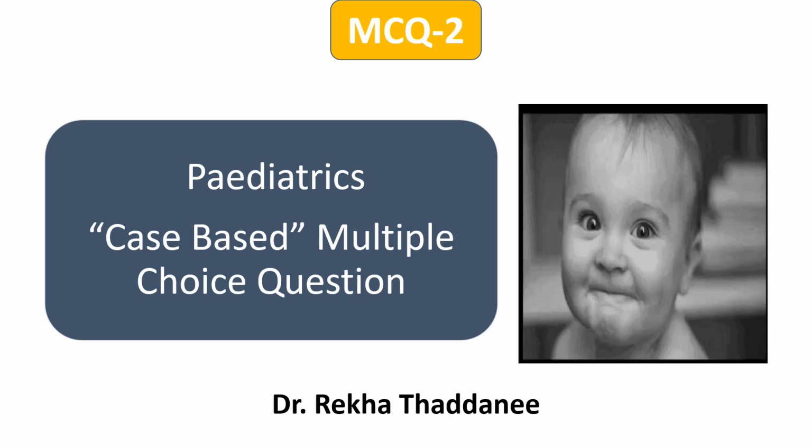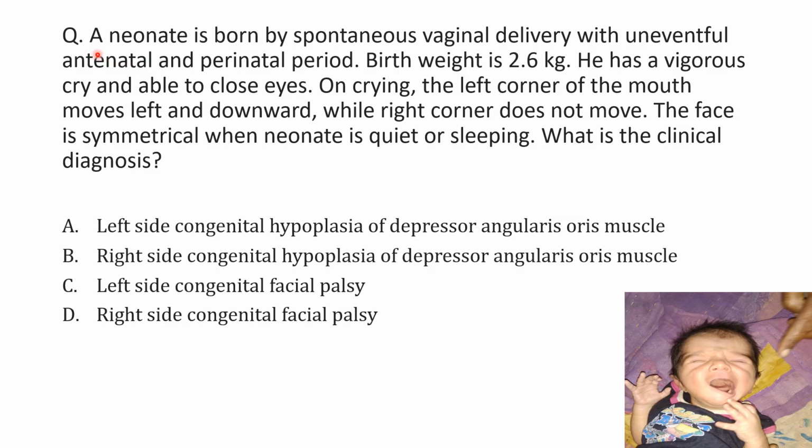Hello everyone, this is the second MCQ of day 2. So in the stem of the MCQ, in the history part, a neonate is born by spontaneous vaginal delivery with uneventful antenatal and perinatal period. Birth weight is 2.6 kg, so it is normal birth weight.